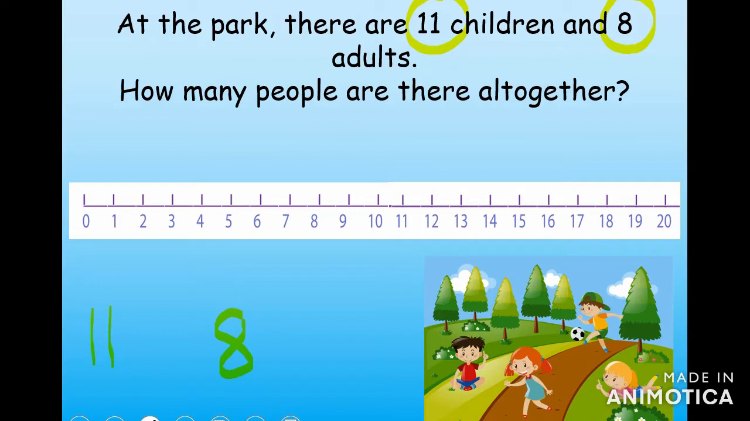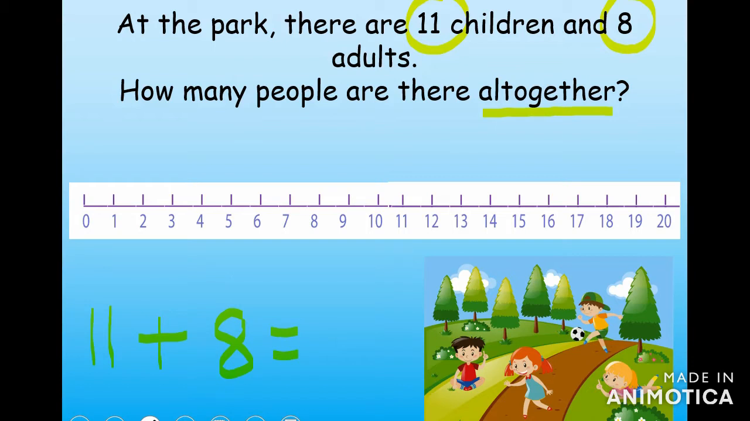Next, we're going to have a look at the words that the word problem has used because they'll also help us to know whether we're adding or subtracting. It says, how many people are there altogether? The word altogether means how many are there in total, which means that we're going to need to add.